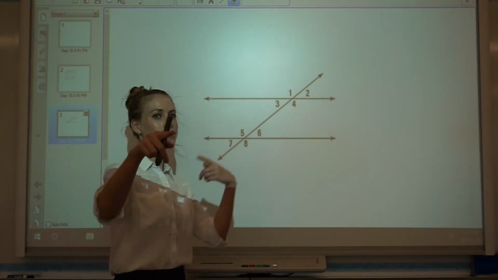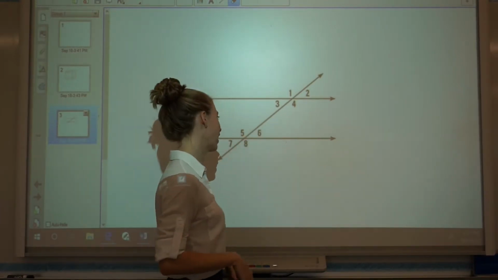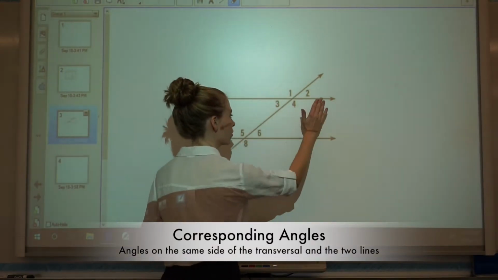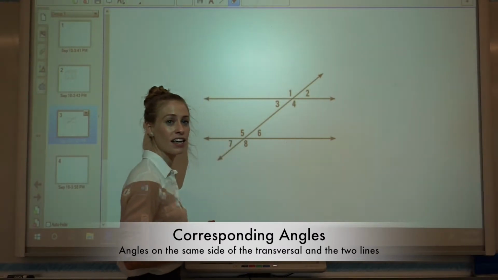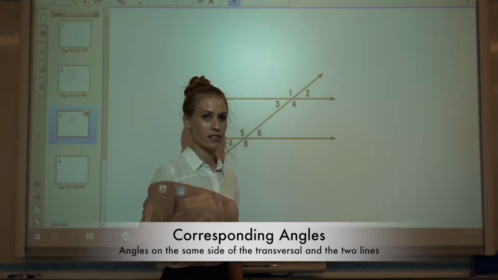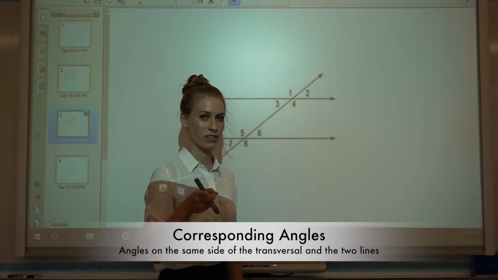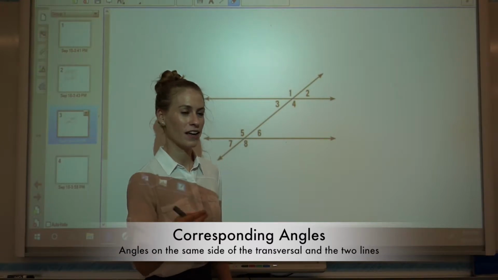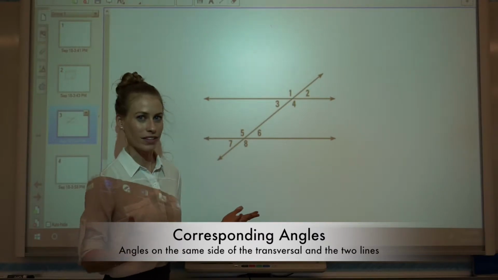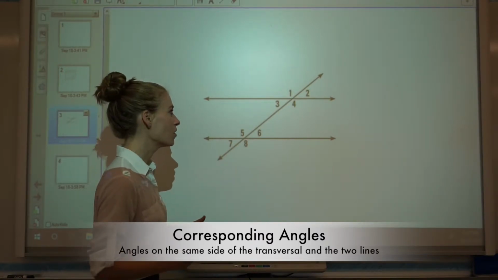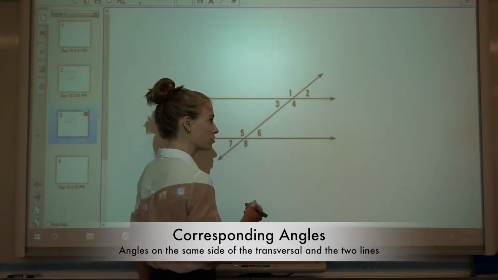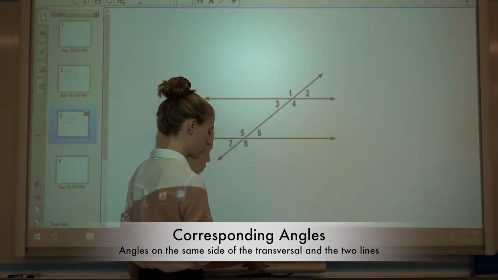Okay, so let's talk about corresponding angles, right? So corresponding angles are just angles that are on the same side as the transversal and also the two lines that we see. Now if the lines are parallel, the corresponding angles will be congruent. If the two lines are parallel. Which angles are corresponding angles? Let's think about it, okay? So they have to be on the same side as the transversal and also with these two lines.